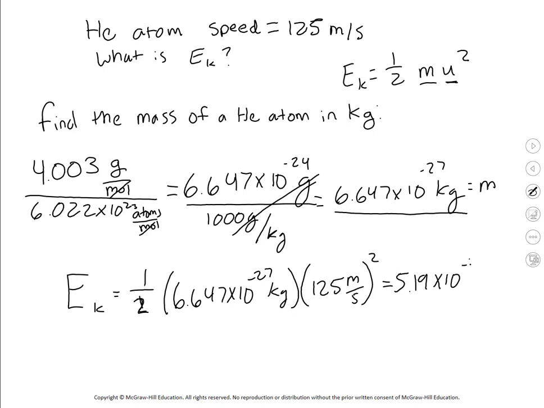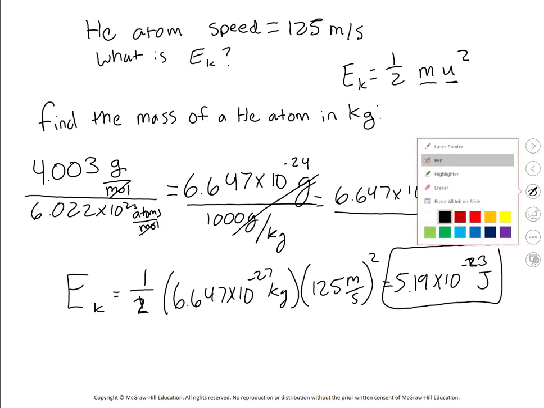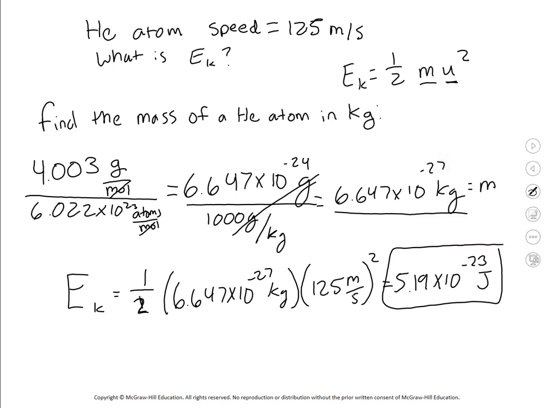And what will be our unit here? Joules. Good. Kilograms times meters squared per second squared will give us joules. So there is our joules. I'm going to make it look prettier. 10 to the negative 23. And that's the answer.